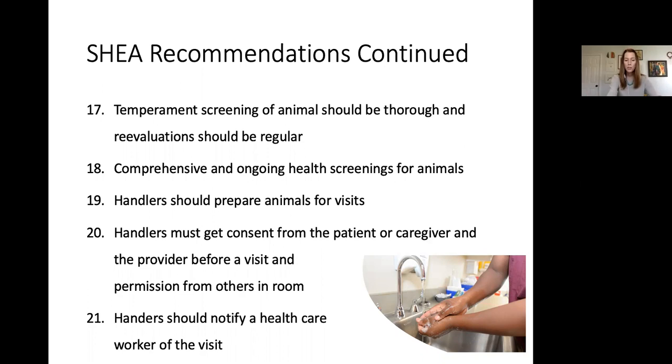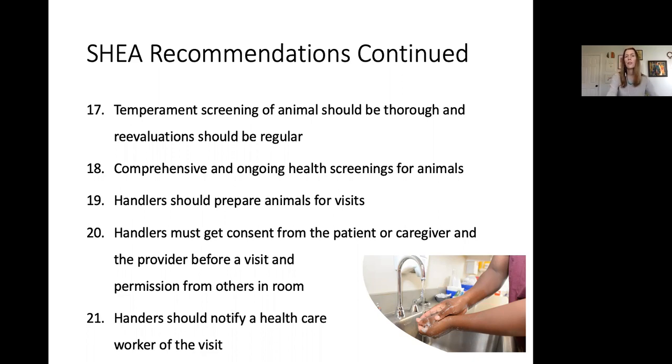And the animals should be screened for their own health status, so making sure that their rabies and other vaccines are up to date. If an animal is ill, they need to be sat out for a little while until a vet can give them the all clear. They need to have full health exams by certified veterinarians at least once a year. So just like we would like to have physicals once a year, we need it for our working therapy animals. And any animal who's consuming a raw diet or dehydrated food items should be prohibited from participating.